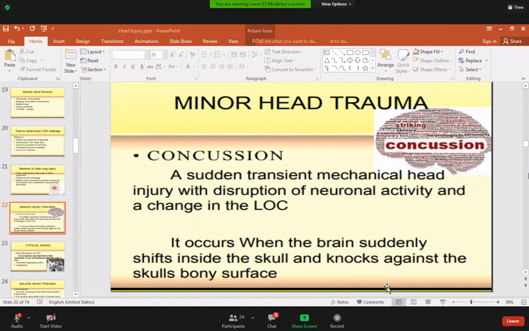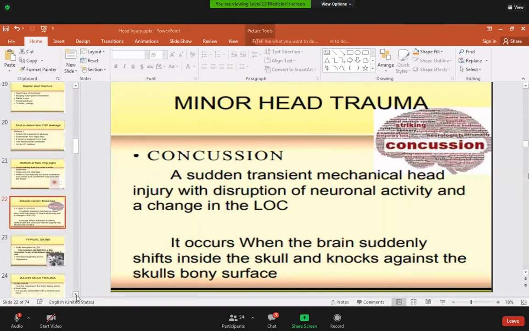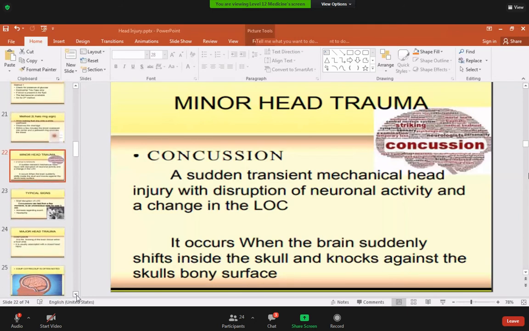Anyone knows? Anyone ever heard about coup or counter coup injury? Okay, we'll discuss as we go on. The first thing is concussion injuries.